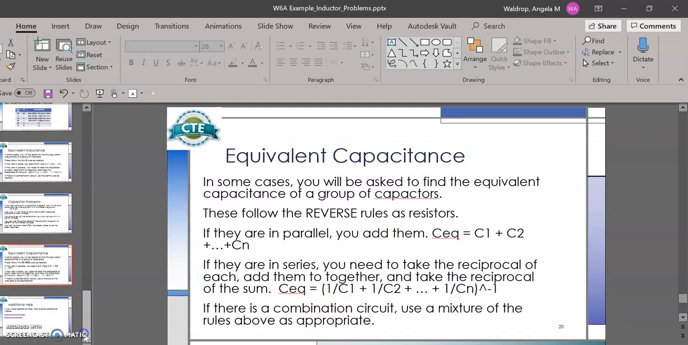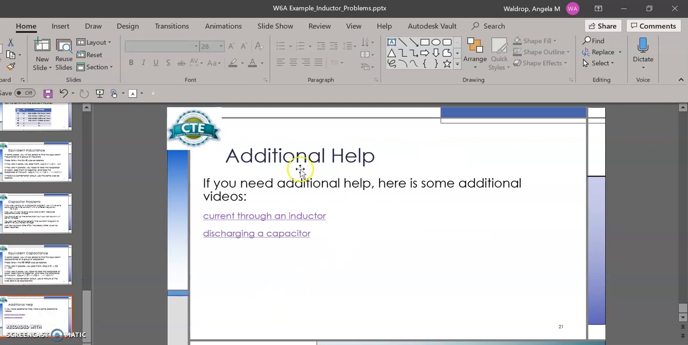Now, on the last slide here, when you open this PowerPoint up, if you need some additional help, there are 2 really good YouTube videos here that will show you how to actually do the current and the discharging of a capacitor. Hope that helps. Please watch this video as you need it.